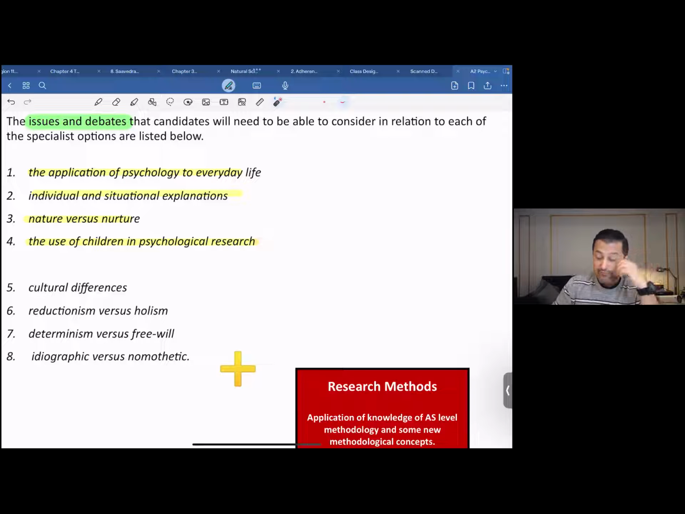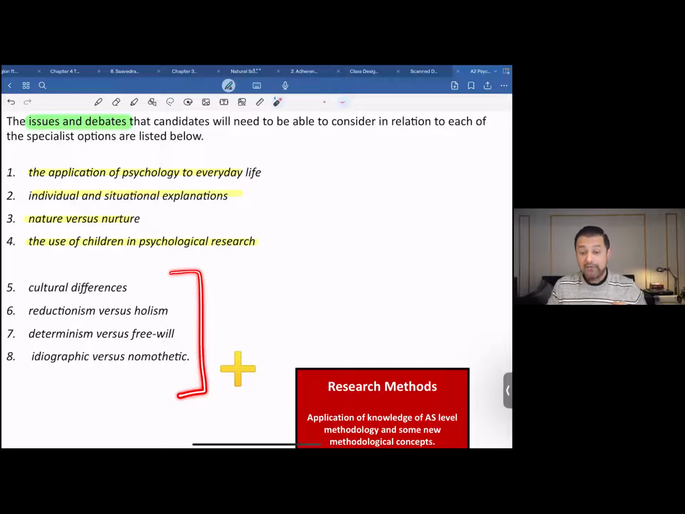Now, there's a fifth issue that we teach in AS, but that is not a part of the A2 psychology syllabus. That is the use of animals in psychological research. So that is not applicable over here. These four, we've already studied in AS. And additionally, there are four more that need to be prepared now.